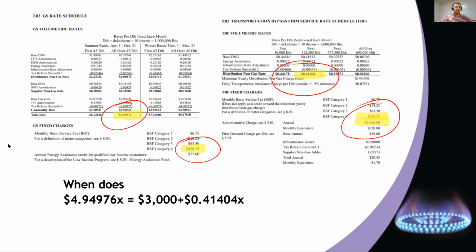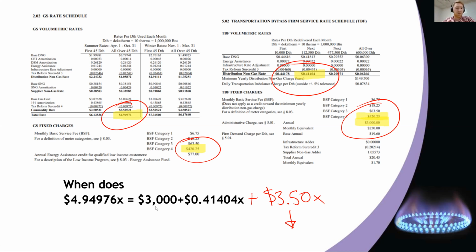Now, unfortunately, the mistake I have made in this equation down at the bottom is when does the left equal the right? Unfortunately, on the right, you also have to add the cost per decatherm that they are paying to the supplier of the natural gas. So in reality, they will be paying $3,000 plus 0.4140 times X, which is the amount of gas. They will also be paying, I don't know, let's say $3.50X, and that will go to the supplier.